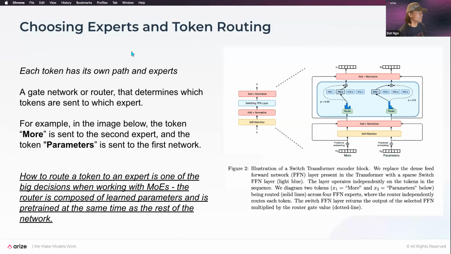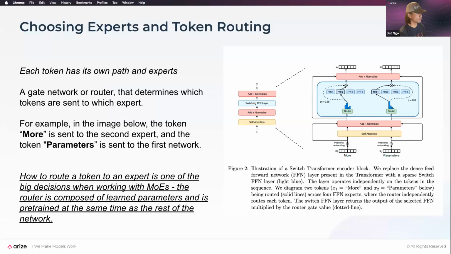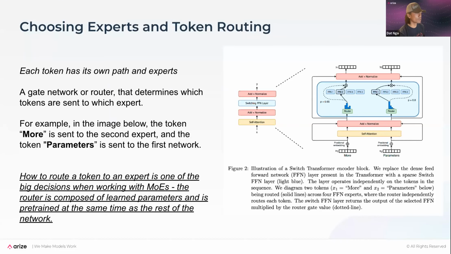Like I said, each token has its own path and set of experts. And like Aparna said, I won't cover this in depth, but a gating network or router determines which tokens are sent to which expert. We can look here at the tokens versus the token parameters; they can get sent into different routes, hence the router. So your question should be: how does a token know which expert to go into? What are the things that affect that?